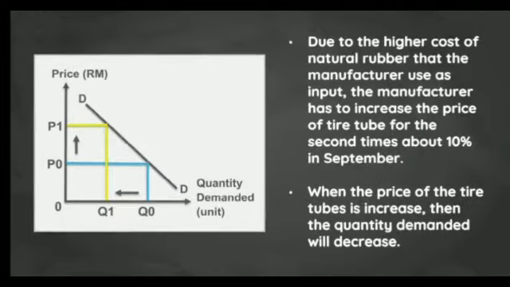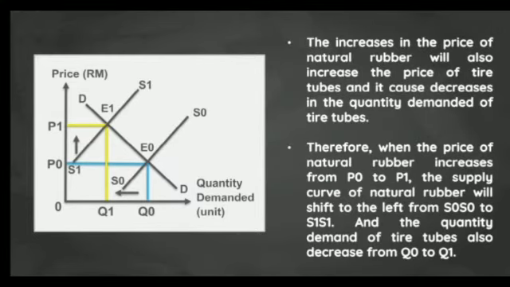Due to the higher cost of natural rubber that the manufacturer used as input, the manufacturer has to increase the price of tire tubes for the second time, about 10% in September. When the price of the tire tube is increased, then the quantity demanded will decrease. Based on the diagram, at the price of P0, the quantity demanded is Q0. When the price of tire tube increases from P0 to P1, then the quantity demanded will decrease from Q0 to Q1.